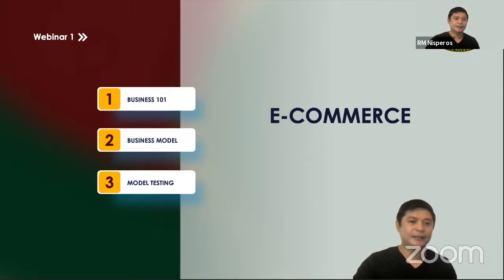The highlight would be the third assignment, which is model testing. So basically, we have our product and services, our business model. We test those out para maintindihan nyo kung bakit ko sinasabi na kung anong nasa isip nyo as the owner of a business, iba siya sa sinasabi ng target market nyo most of the time. So, yun ang third assignment natin. Pero that's weeks ahead pa.